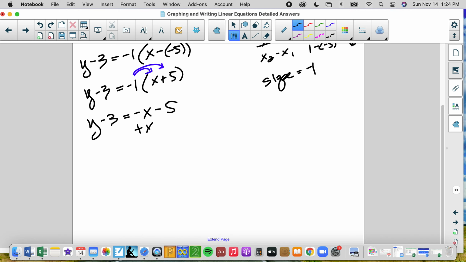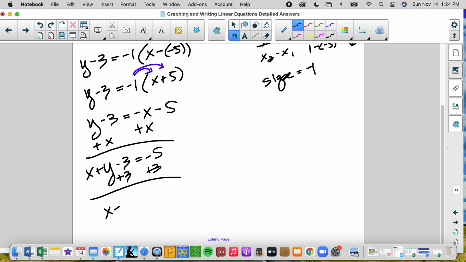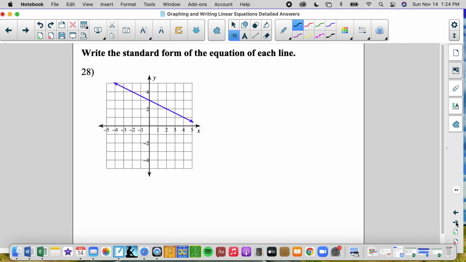Let's move the x over. X plus y minus 3 equals -5. Let's move the constant. X plus y equals -2. That would be my answer. That's in standard form. And the last one, hopefully the last one, is they give you a graph.